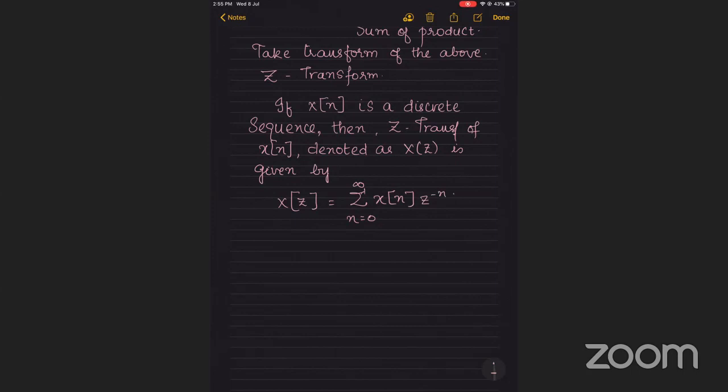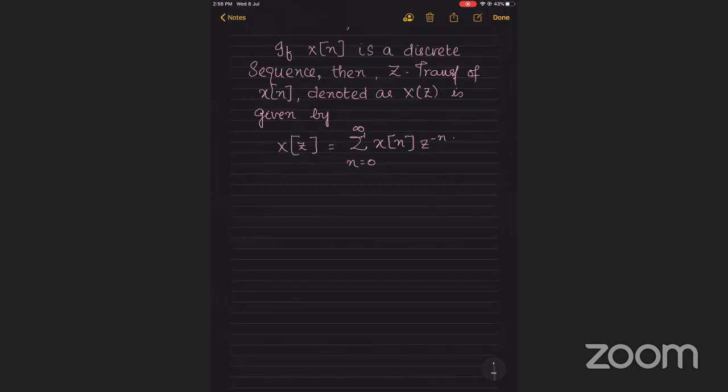Now, what does this expression tell us? And what is z in the first place? We didn't know what is z. We wrote s is equal to sigma plus j omega. So what is z? Here, z is basically given by r e power j theta. Which means now we are going to look at polar coordinates.